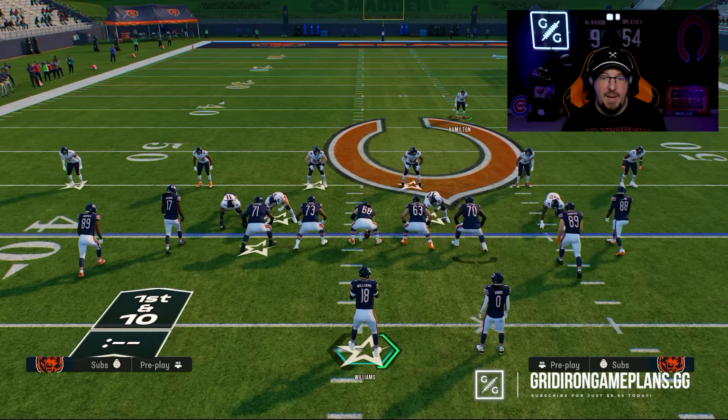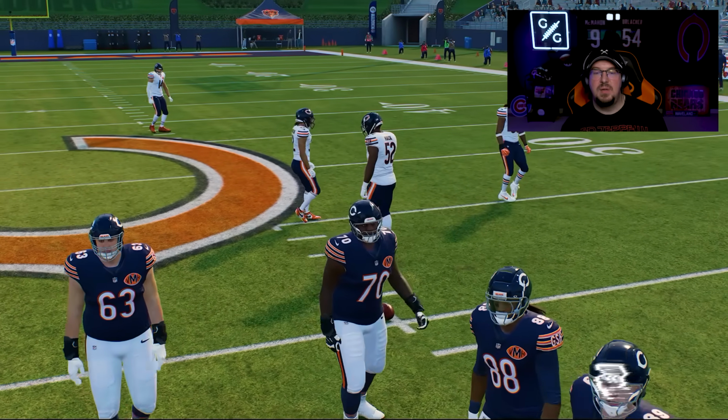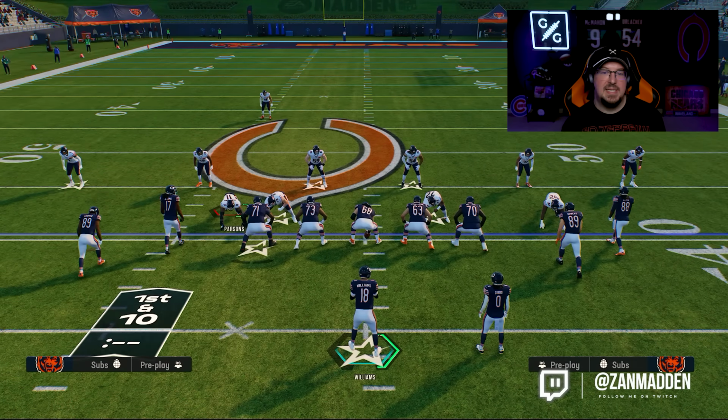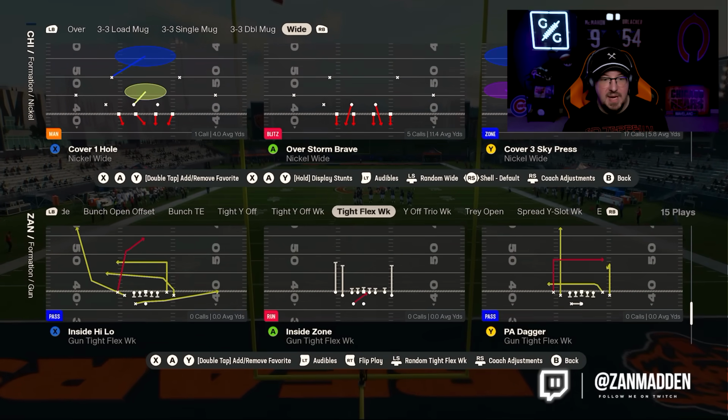If we were to put this ball back on the other hash, we're going to see that safety rotated to the other hash mark. So now he's aligned in that particular spot. Now, of course, you can also go in and start to mix in depth changes for your safeties. If you don't like him that far off the ball, of course, you can always change that. But this will also change the way that your safeties align in maybe a cover 2.